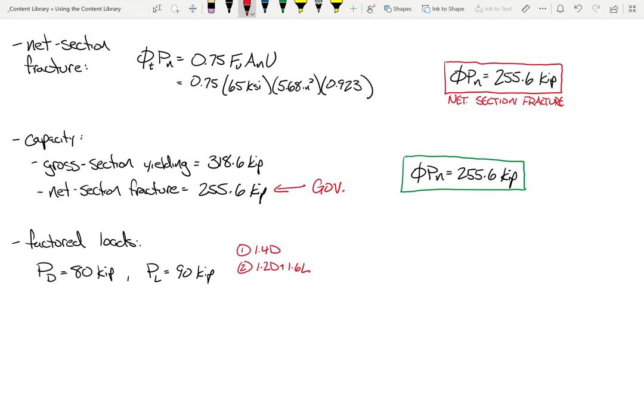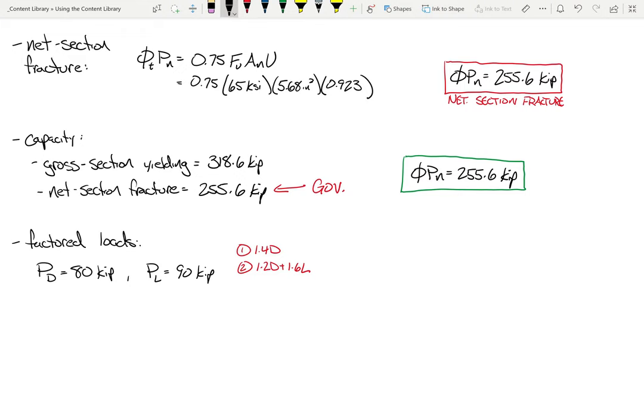No. I mean, because 1.4 times that is like low hundreds, but that's going to be less than if we just added these, right? So definitely load combination 2 is going to be the one that governs.